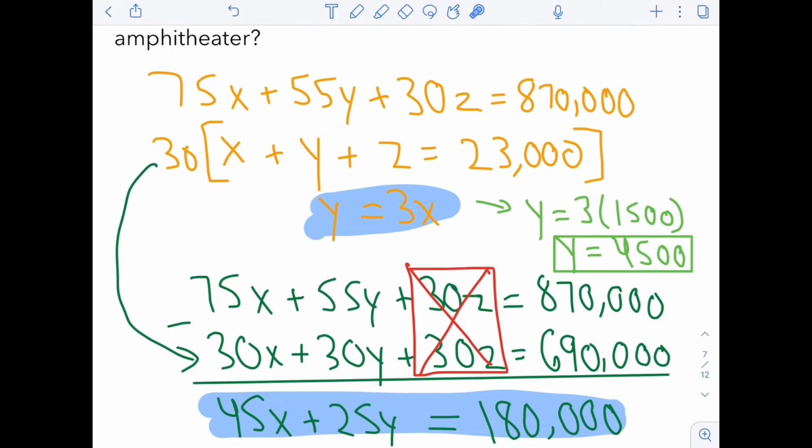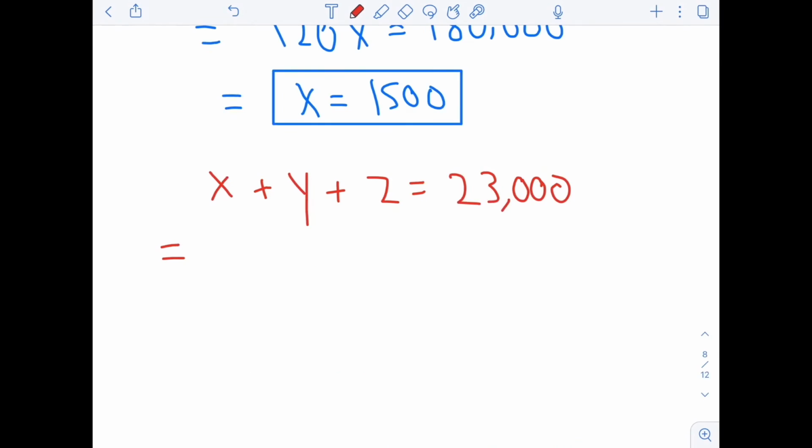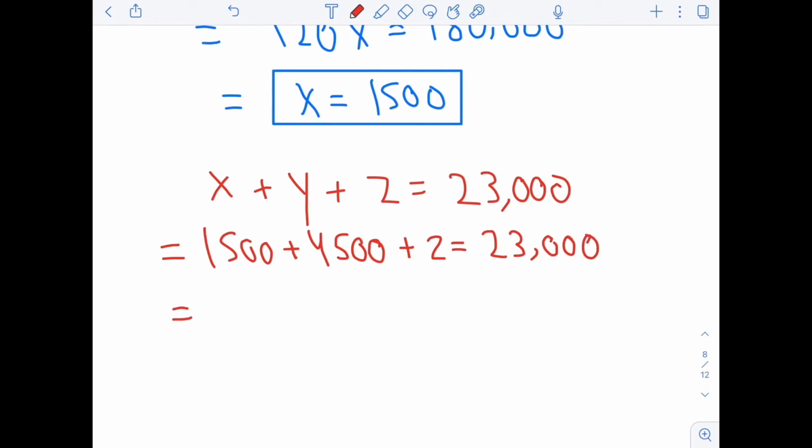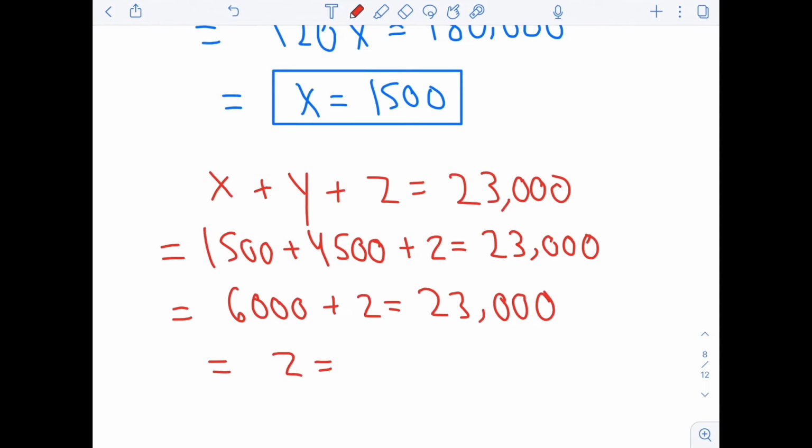So now that we have x and y, I can pick any of these two equations right here that have x, y, and z in them, and just substitute the x and y and solve for z. So I'm going to choose this second equation here since it looks easier. So here's the second equation. So I'm going to substitute 1,500 for x, 4,500 for y, and we will solve for z. So 1,500 plus 4,500 is 6,000. And when you subtract 6,000 on both sides, you will get that z equals 17,000.